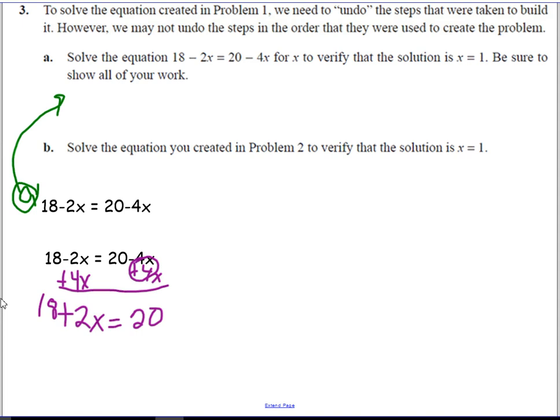So that means anything without an x has to move right. And so we see a positive 18, so to get rid of it, we need to do the opposite of a positive, which is a negative, or subtracting 18 from both sides.